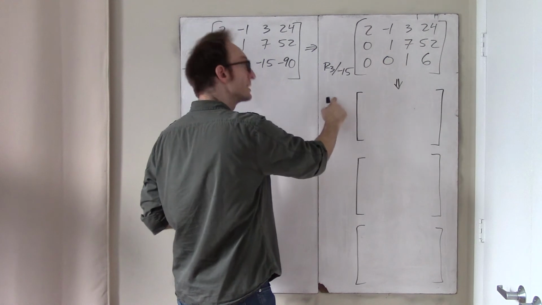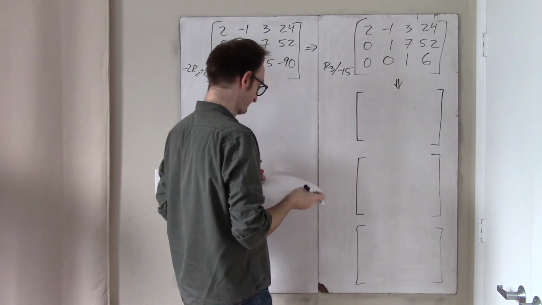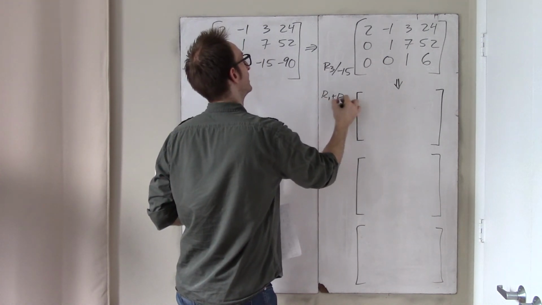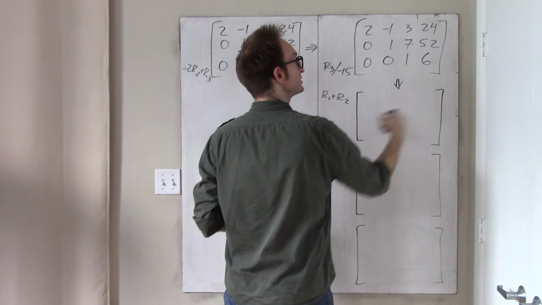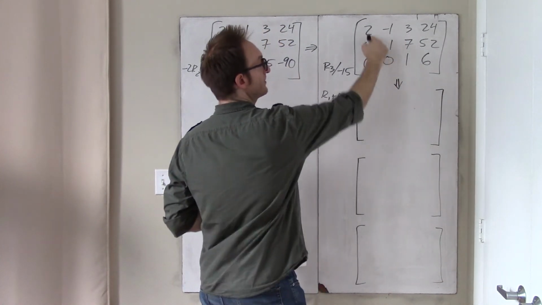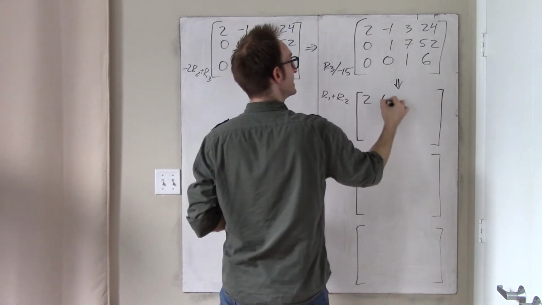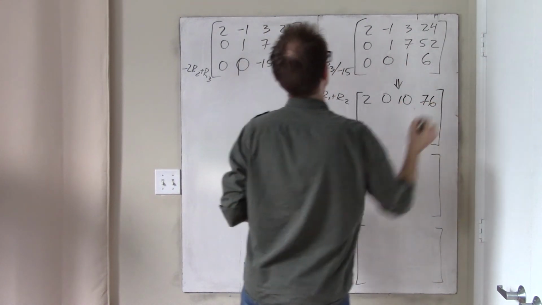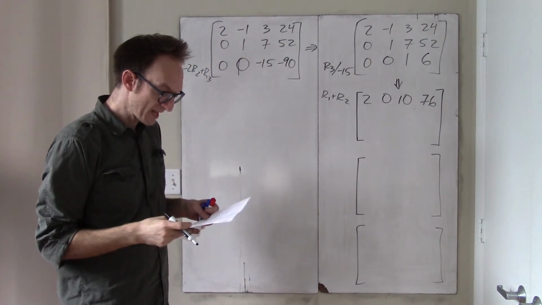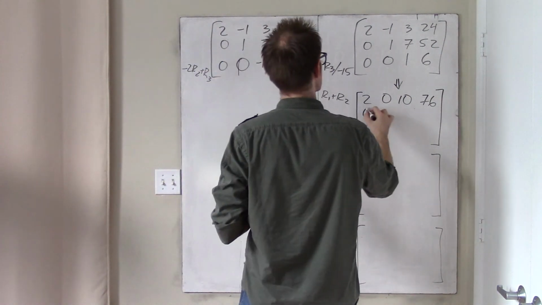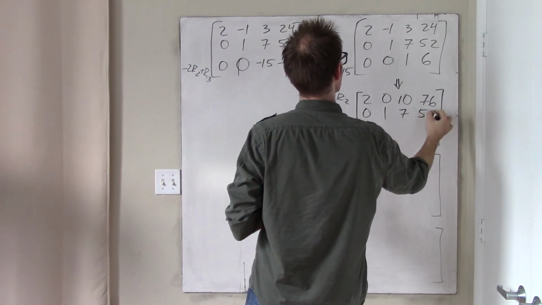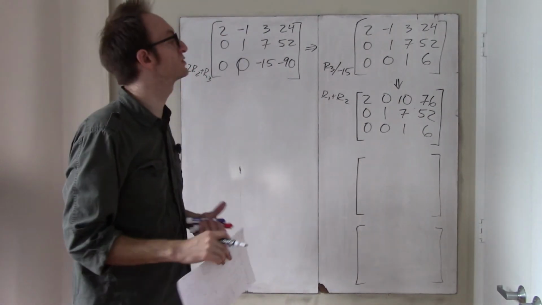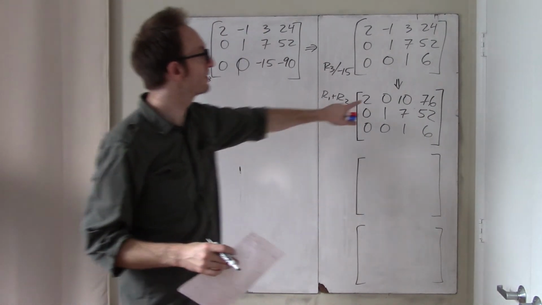I'm going to replace row 1 with row 1 plus row 2. So if I do that, I'm keeping rows 2 and 3 the same, but now row 1 becomes 2, 0, 10, and 76. I think I did that right. And now the rest of this is just the same: 1, 7, 52, 0, 0, 1, 6. Okay, and now the goal here is to just make as many zeros as possible. So I made a 0 here.